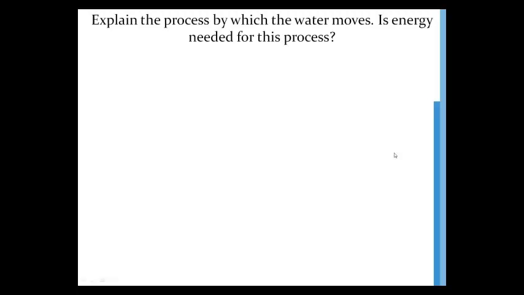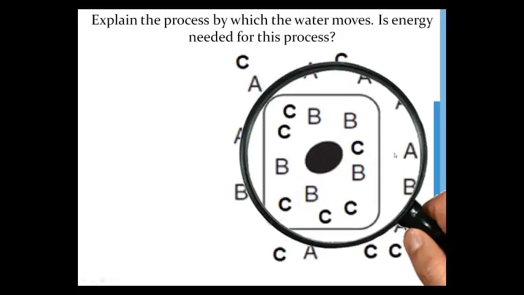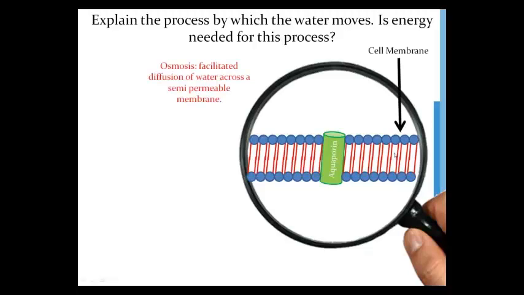So since water is doing the moving, let's explain that process. Is energy needed for this process? So there's my cell again. I'm going to go ahead and zoom in so we see that cell membrane. Osmosis is the facilitated diffusion of water across a semi-permeable membrane. So there's my water. There's a bunch of it trying to get into the cell. So you see it bounces around in there, and by random diffusion, by random motion, it can bounce through that aquaporin and enter the cell.